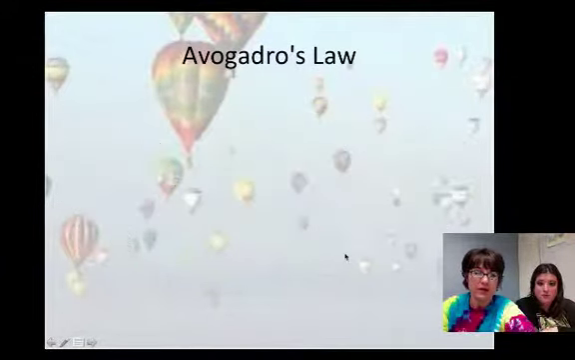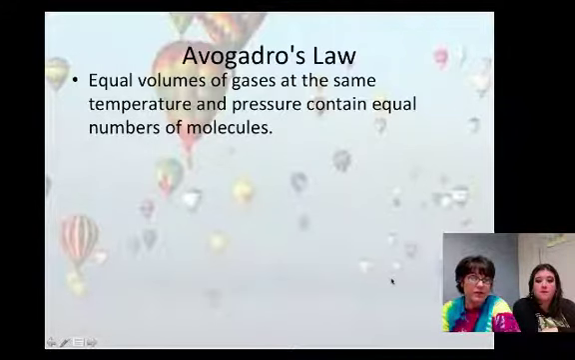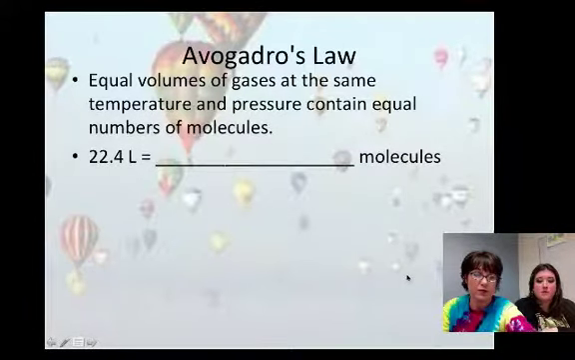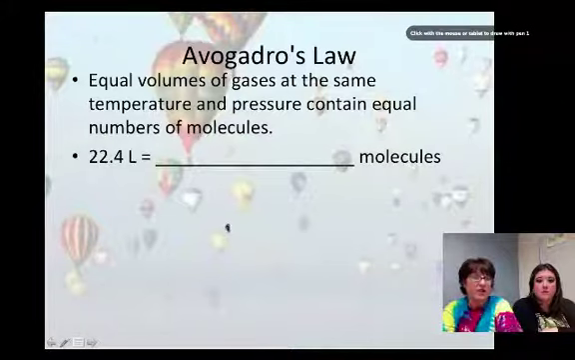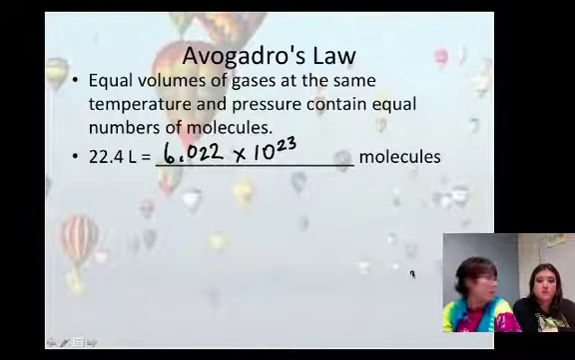Let's cruise through Avogadro's law. Avogadro's law, of course, we remember this guy Avogadro, right? He's talking about the amount of molecules, the number of molecules. He said that equal volumes of gases at the same temperature and pressure contain equal numbers of molecules. So his math worked out so that every time you had 22.4 liters of a gas at sea level and at standard temperature, then that equaled 6.022 times 10 to the 23rd particles, molecules.